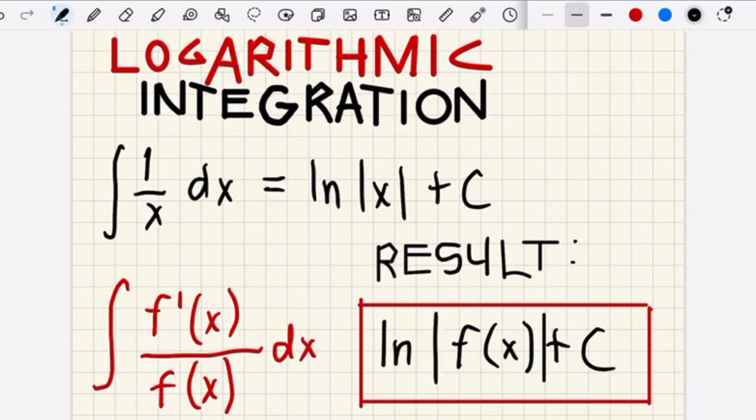More generally, when you have an integral of the form integral of f prime of x over f of x dx, the result is ln f of x plus c. This is super useful because instead of doing u substitution every time, you can instantly integrate expressions where the numerator is the derivative of the denominator.